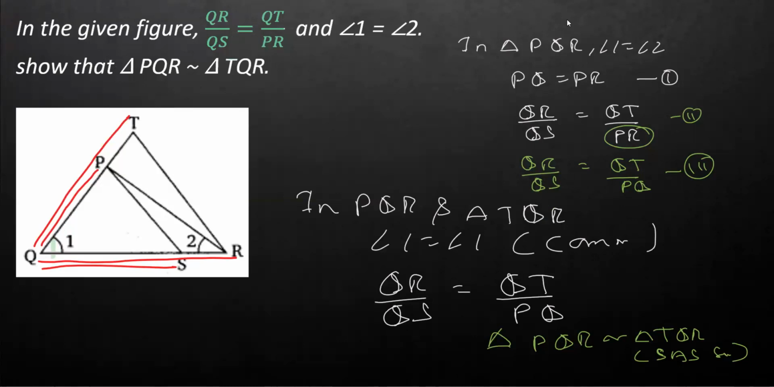So always remember that in order to prove these two triangles similar, we first start with the isosceles property. That means considering triangle PQR, where we proved angle 1 is equal to angle 2 first. Once these two angles are equal, we wrote their sides as equal, and replacing this PR with PQ, we got two sides proportional for the triangles to be proved similar. So once two sides of the triangles are proportional and the included angle is equal, then the triangles are similar by the property called SAS criterion.